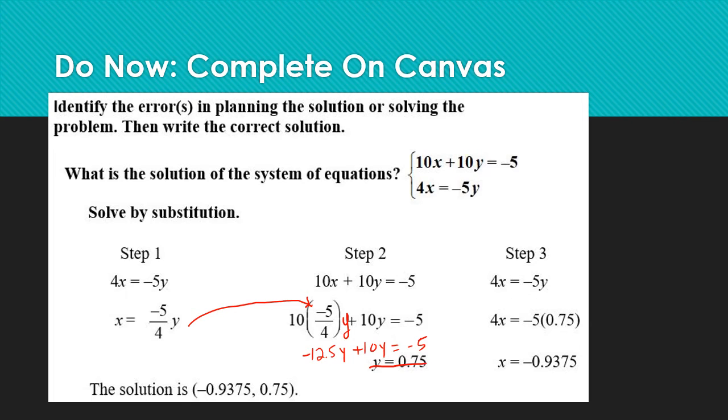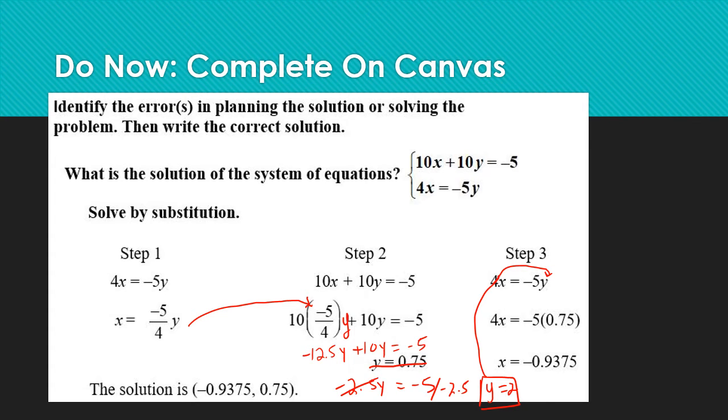So that's not the answer. And you get negative 2.5y equals negative 5. And you're going to divide by negative 2.5. And negative 5 divided by 2.5 is y equals 2. So that's your y. And now, you can plug it in.